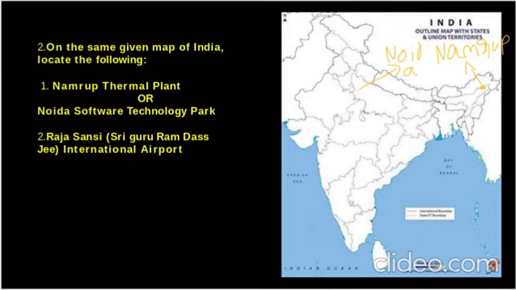And the second one is Raja Sansi International Airport, Sri Guru Ram Das Ji International Airport. Where is that? It is near to Noida, over here. Where is it? Wait a second. Yeah, here. This is Raja Sansi. Raja Sansi International Airport is here. So, Namrup Thermal Plant, then Noida Software Technology Park, and Raja Sansi International Airport. I've given you the markings.